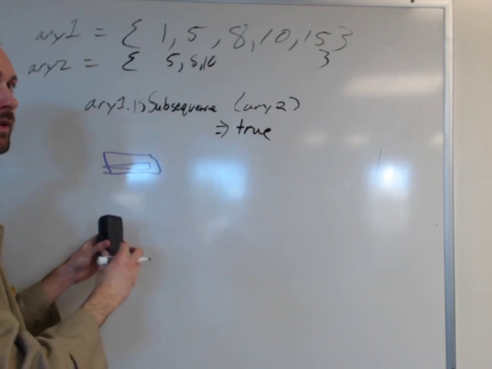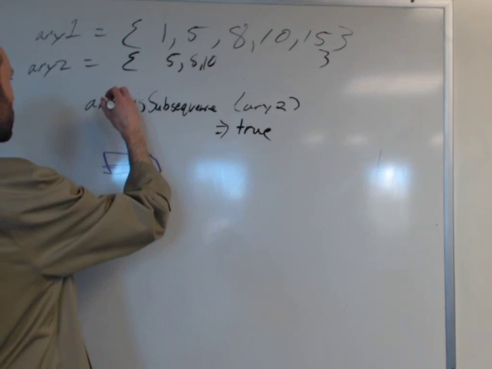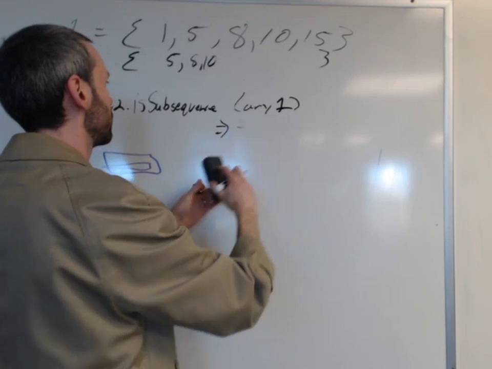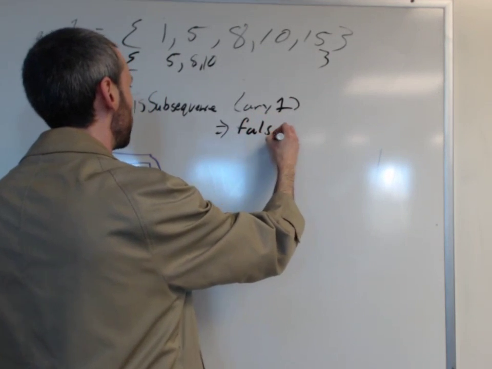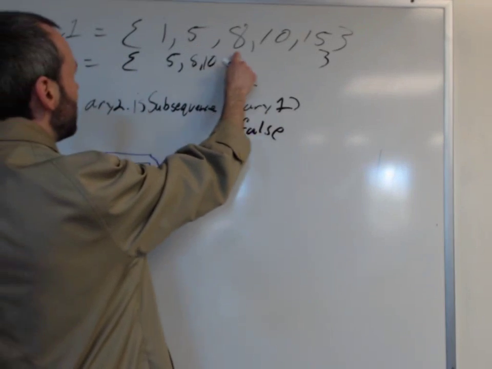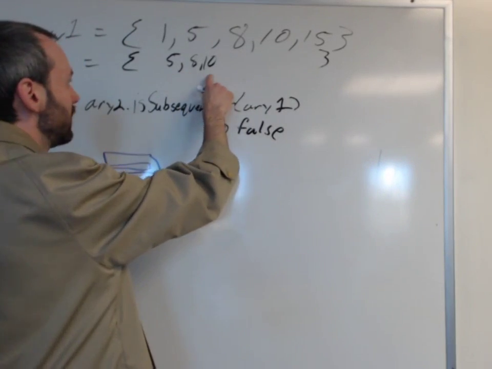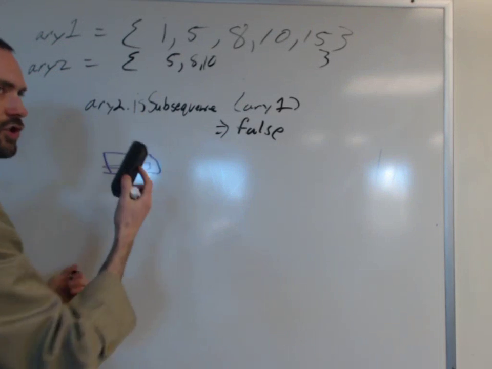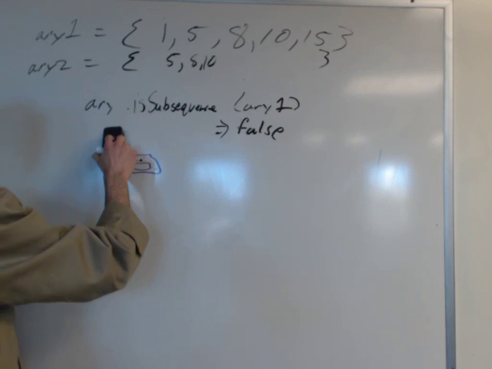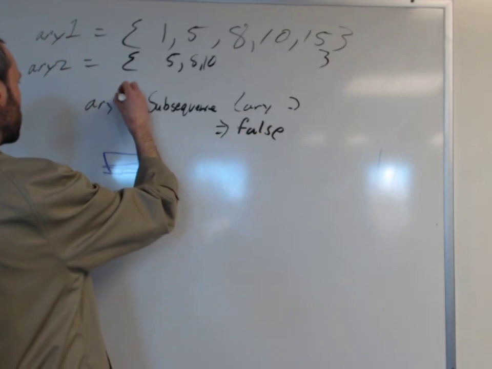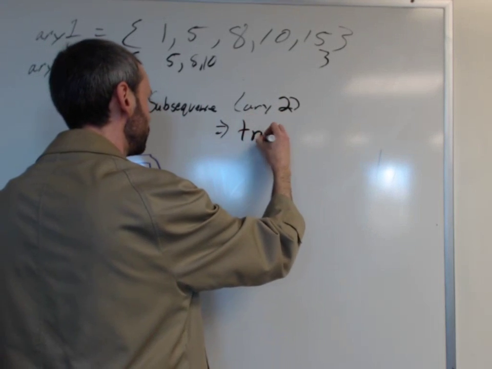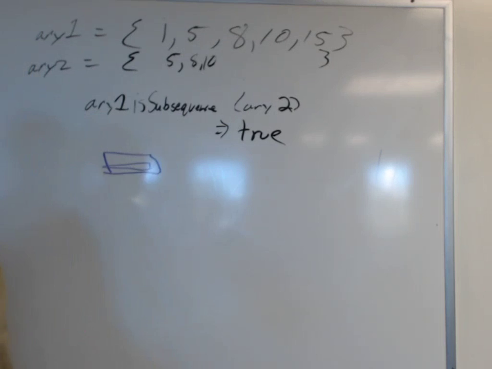So that's true. But this is false. And it's false because it's bigger. Right, because you're asking, is 1, 5, 8, 10, 15 a subsequence of 5, 8, 10? No. Right, because I just switched it. So you check their lengths first. Sure, yeah, check the lengths first. That'd be a good first check. We go back to the true example. Okay. All right.